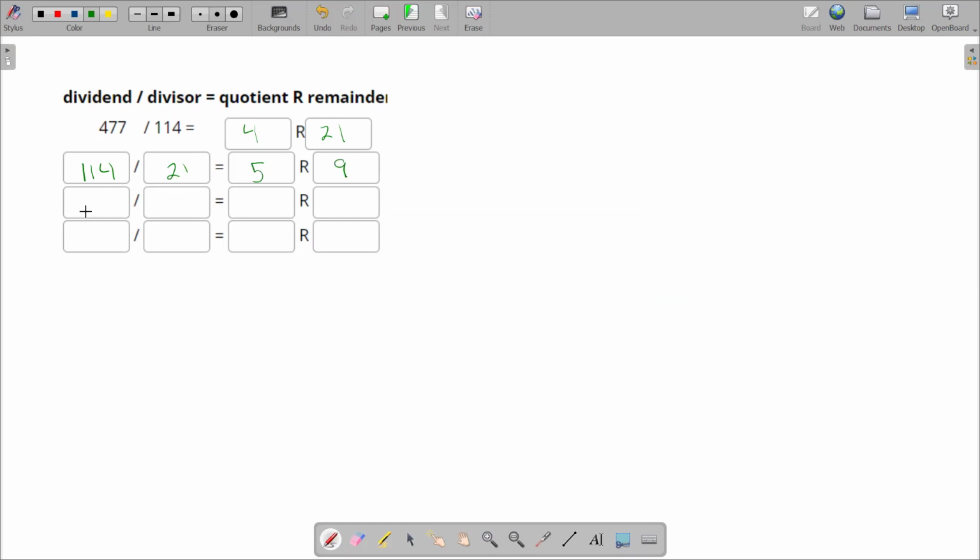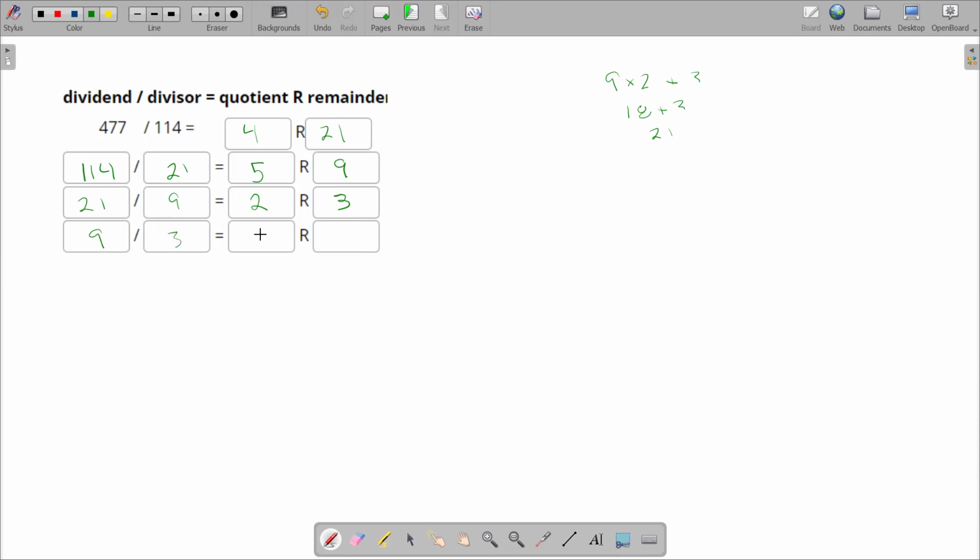Next, we move up the divisor and the previous remainder. Okay, so I think I can do this without a calculator. 9 goes into 21 2 times. 2 times 9 is 18. So the remainder would be 3. And not a bad idea to check that on a calculator. 9 times 2 plus 3 is 18 plus 3, which is 21. Cool, checks. And then we move up the 9, and we move up the remainder.